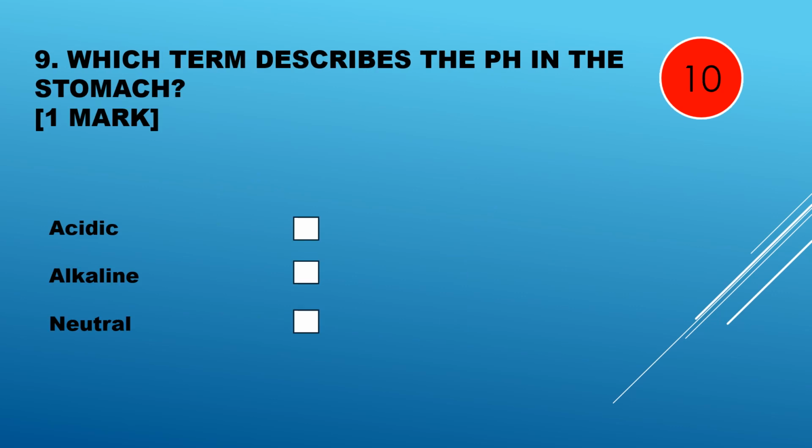Question 9. Which term describes the pH in the stomach? Is it acidic, alkaline or neutral? Stomach contains hydrochloric acid, so it's acidic.